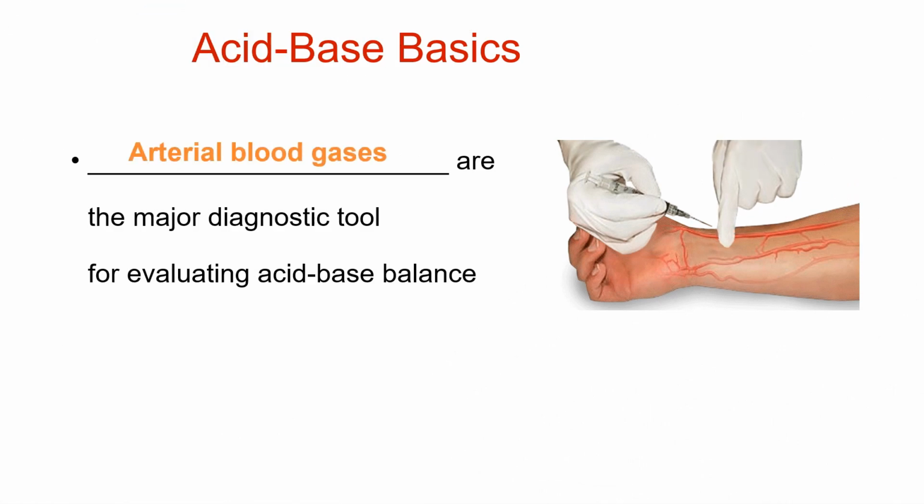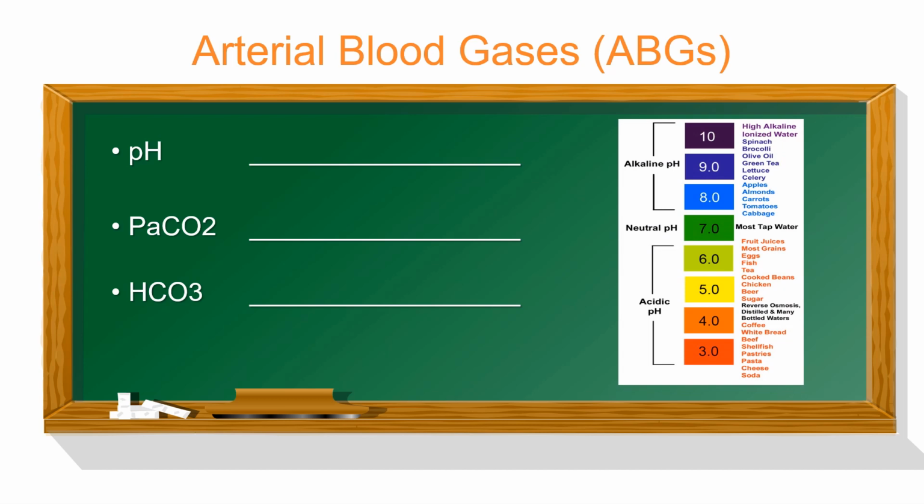Arterial blood gases are the major diagnostic tool for evaluating acid-base balance. What is the normal value of pH? 7.35 to 7.45. What is the normal value for partial pressure of carbon dioxide? 35 to 45. What is the normal value of bicarb? 22 to 26.